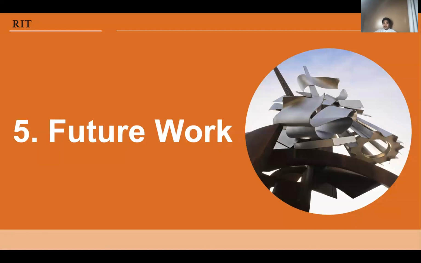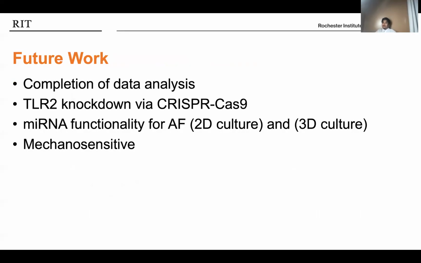Lastly, we have our future work. So with that, of course, we have to complete the gene expression analysis. In addition to that, we have also started optimization of TLR2 knockdown using CRISPR-Cas9. Another thing we want to do is check on the functionality of AF cells in a 2D culture, and also check the microRNA functionality in NP cells in a 3D hydrogel culture.